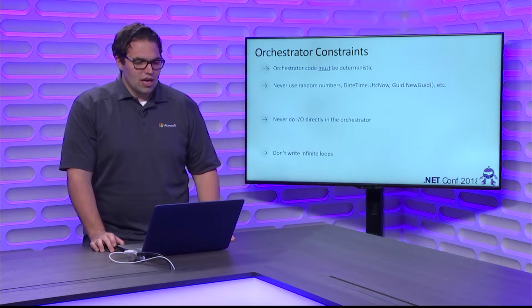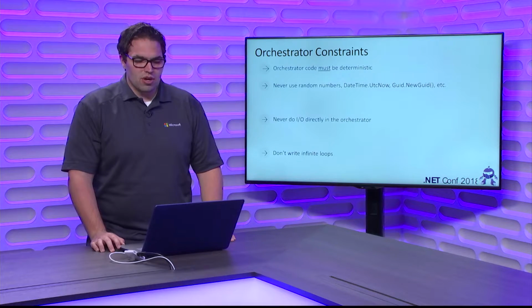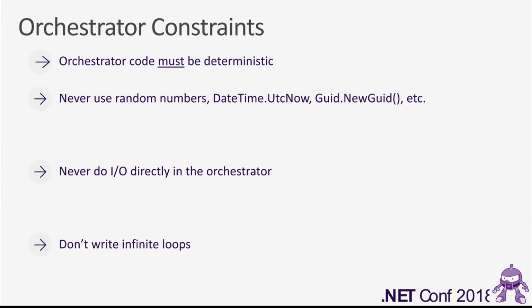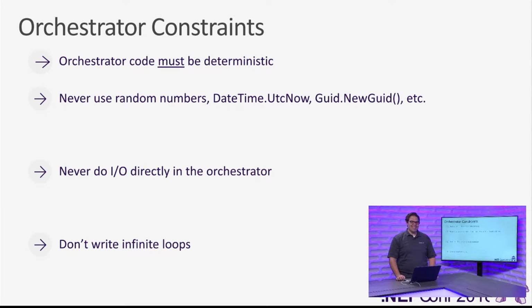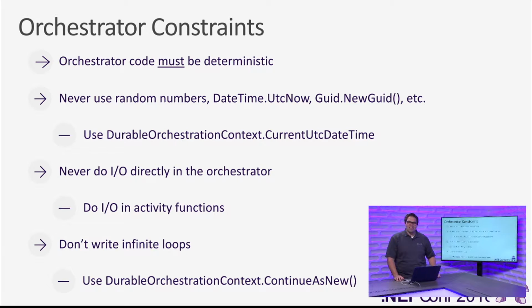So a few things. Don't use random numbers. Don't say get the current date time. Don't generate new GUIDs. Also, don't do I/O directly in an orchestrator. Don't go read files or pull in files directly from the orchestrator. I love this one. This is my favorite bullet point of the slide. Don't write infinite loops. Let me spoil it with this one. Writing infinite loops is really never a great idea, okay? Almost never.